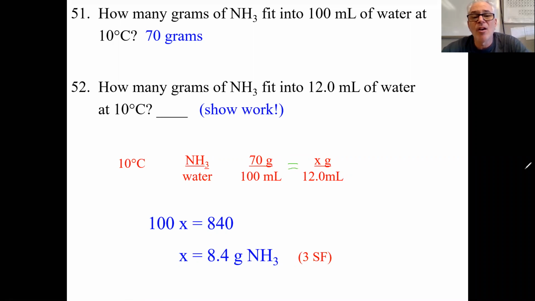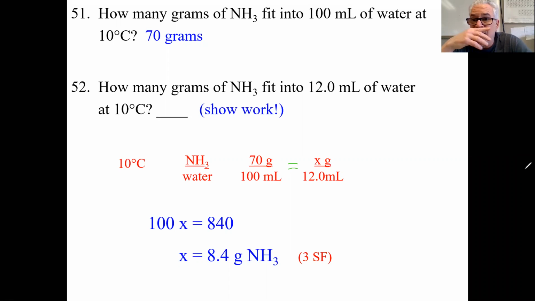There we go. Cross multiply and divide. 100x equals 70 times 12. 840, and then you divide both sides by 100. So in a much smaller solution, you have much less. But you know what? Even though it's a little baby 12 ml solution, it's still saturated because 70 grams fits in 100 mLs, and by proportion, there'd be 8.4 grams in just 12 mLs.